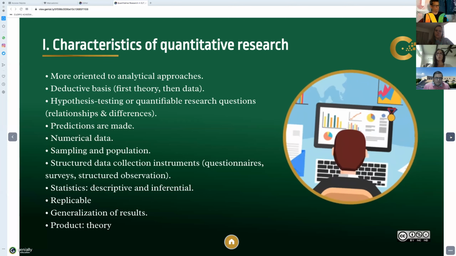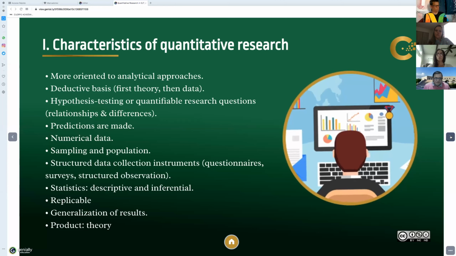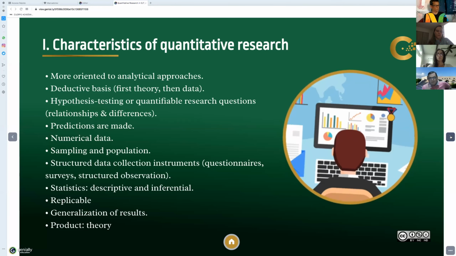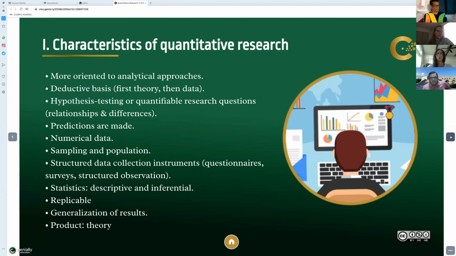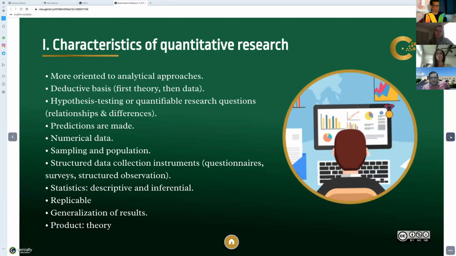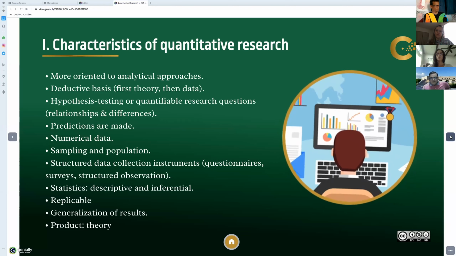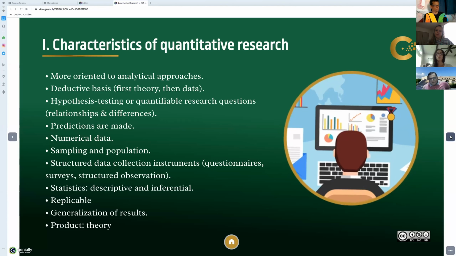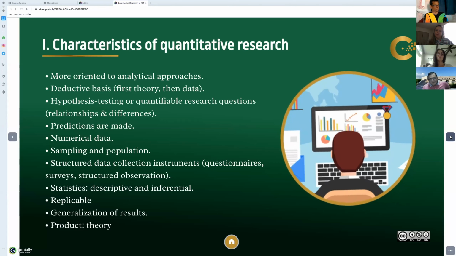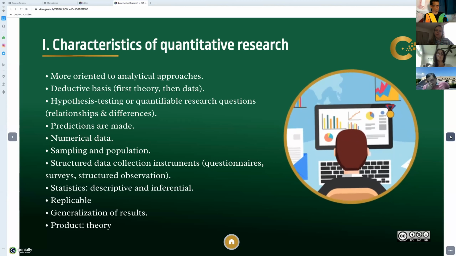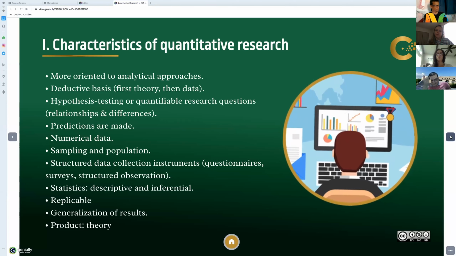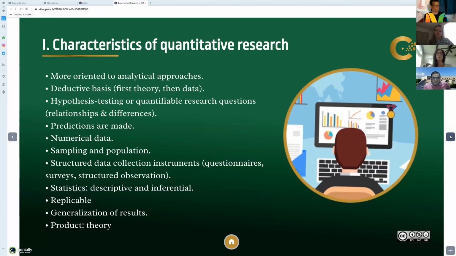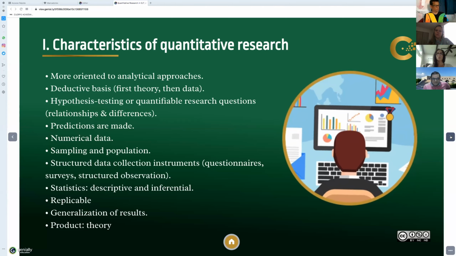And another characteristic is that QR is replicable. Replication is common in quantitative research. It's like following a recipe. For example, a study of vocabulary strategies in Japan can be conducted here in Mexico, following the same recipe, the same design, and then we will be able to compare results between two different contexts.